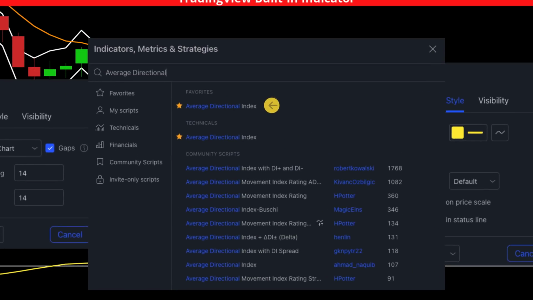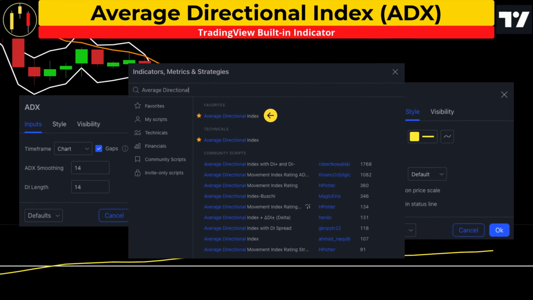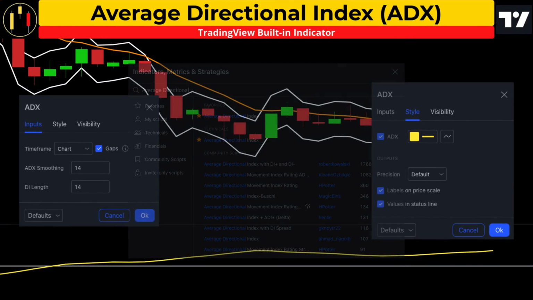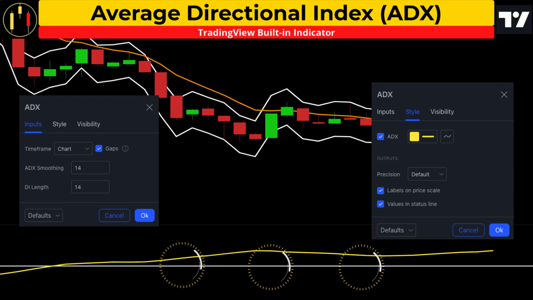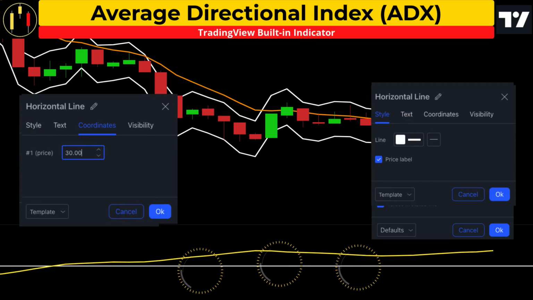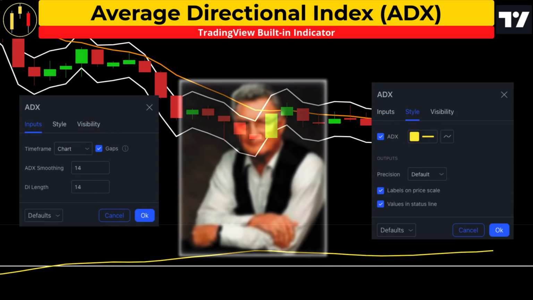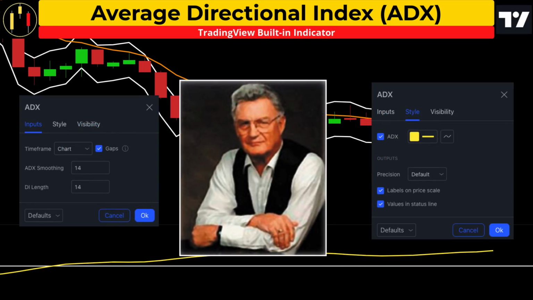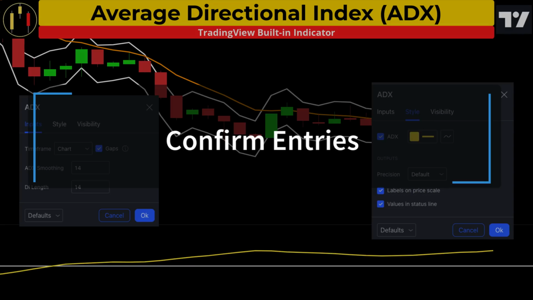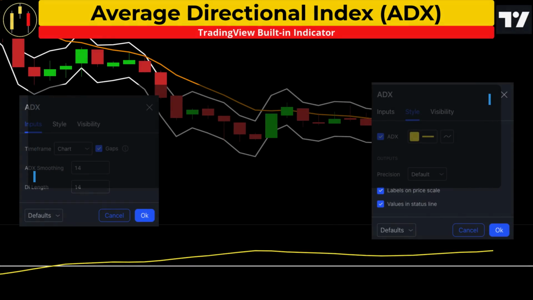The first indicator is the Average Directional Index, or ADX. Settings will be kept at default, and I'm going to color it in yellow. In addition, I am going to place a white horizontal line on the 30 level. The ADX is a Wilder indicator and is used to determine the strength of a trend. A value above 25 is considered a strong trend, and a value under 25 is considered a weak trend. This study will be used to confirm entry signals.